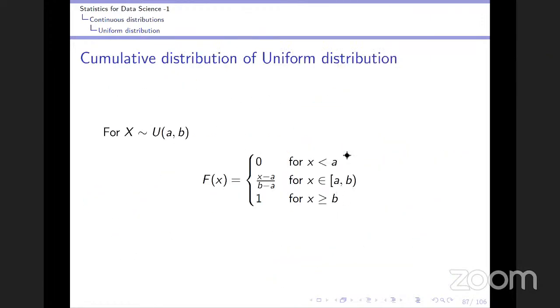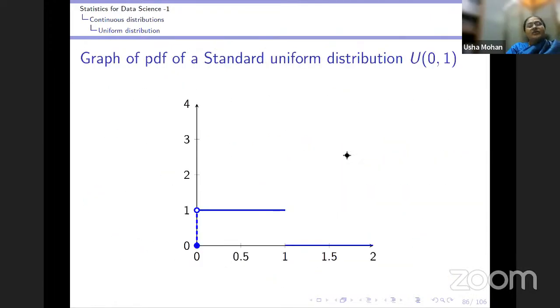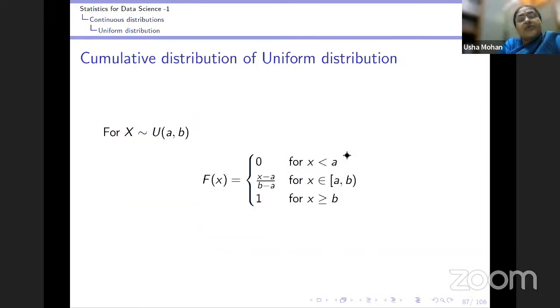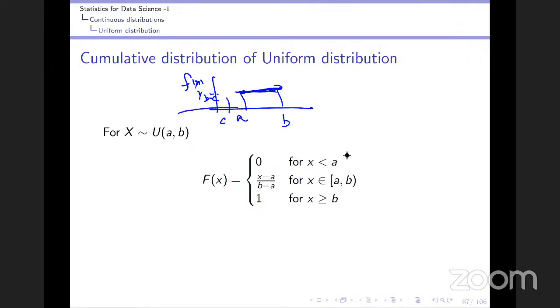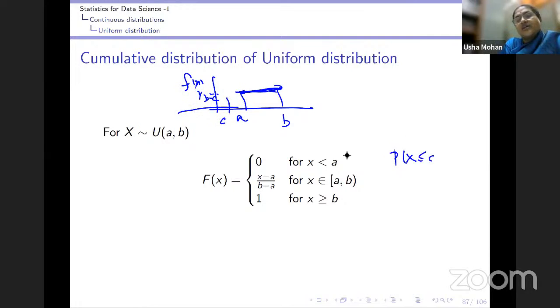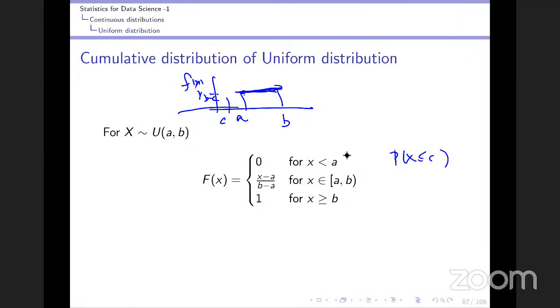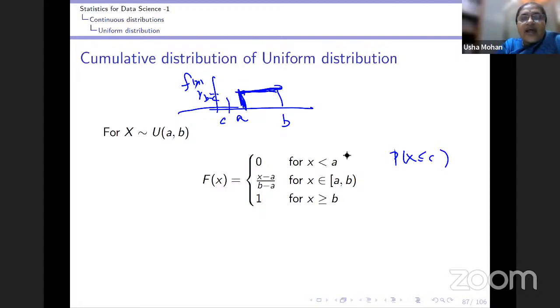Right. Now, if you remember, what was the cumulative distribution function for x between a and b? This is my density function, with a and b, and f of x is 1 by b minus a. Would you all agree? Now, suppose I have a c here. What is the probability that x is less than or equal to c? At this point, it is 0. At a, what would it be? 0.